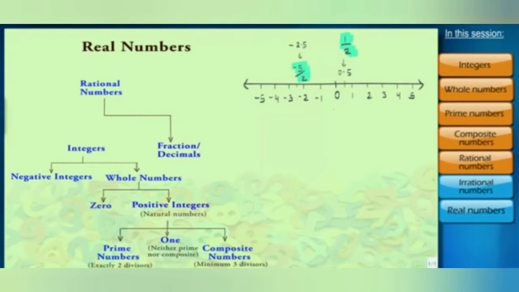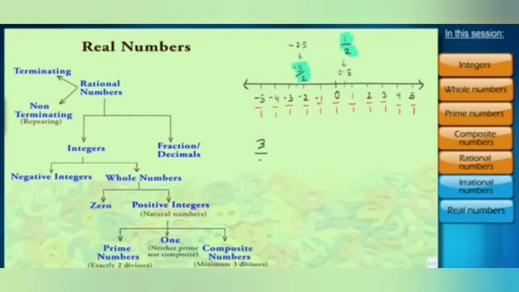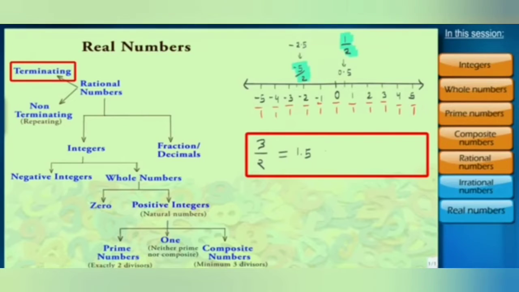Every integer on the number line can be represented as the ratio of two integers. For example, 0 can be written as 0 upon 1, 1 can be written as 1 upon 1, and so on. That means integers along with fractions form the rational numbers. Now rational numbers are classified as terminating decimals and non-terminating but repeating decimals. Let us take the example 3 by 2 equal to 1.5. It is the terminating decimal expansion of 3 by 2.